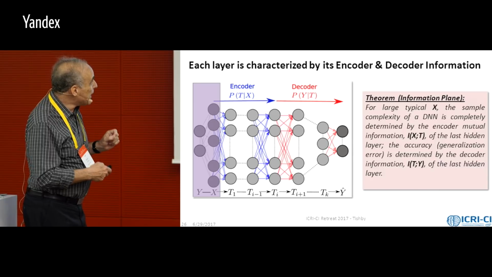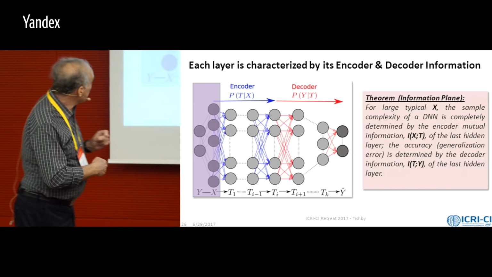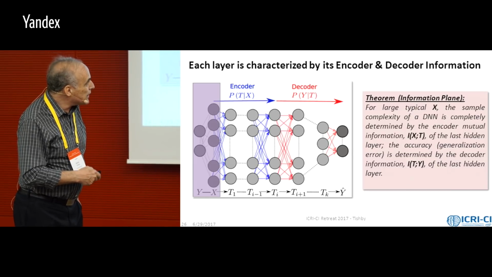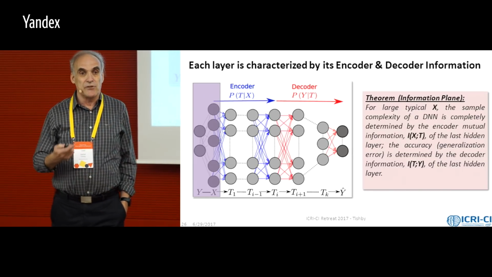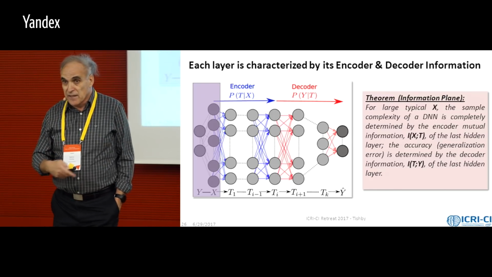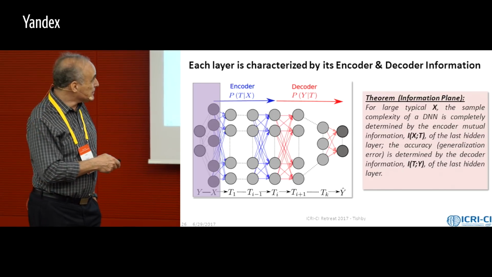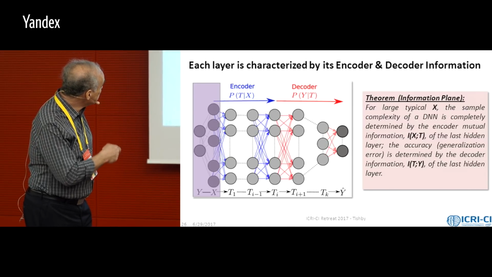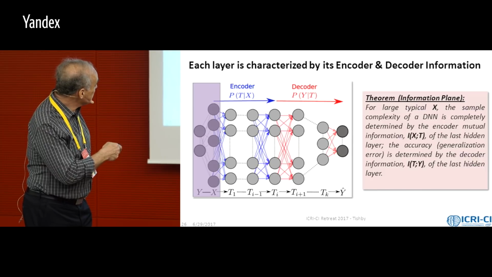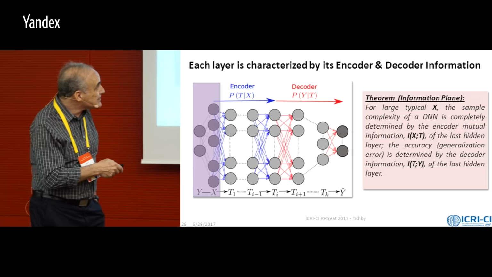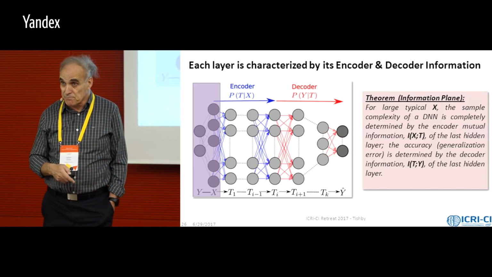So essentially, my argument is that when you talk about such a large neural network, the sample complexity, which is how many examples you need in order to achieve a certain accuracy in generalization, is completely determined asymptotically by the value of the mutual information of the encoder, which means how much information there is between X and the hidden layer, for the last hidden layer of the network.